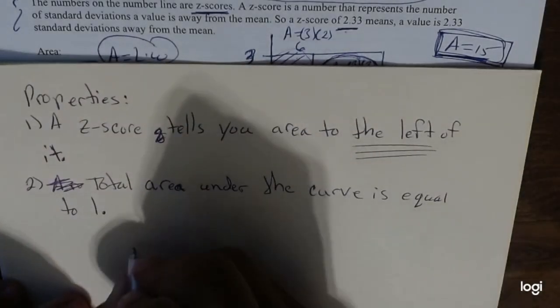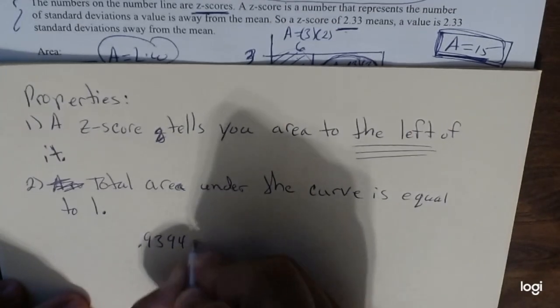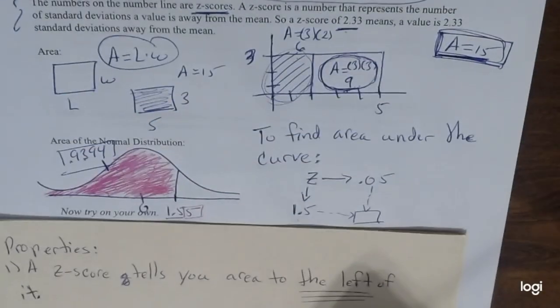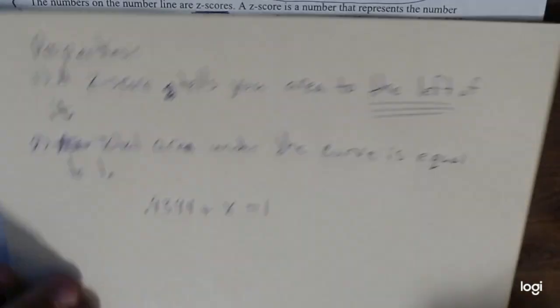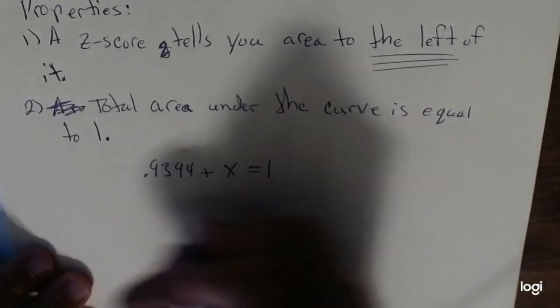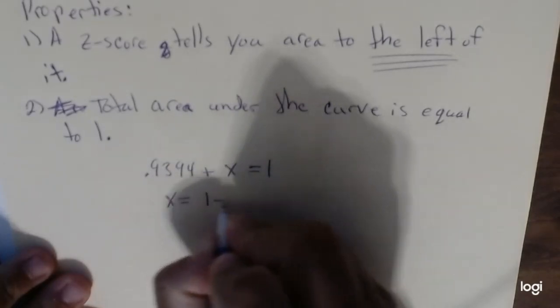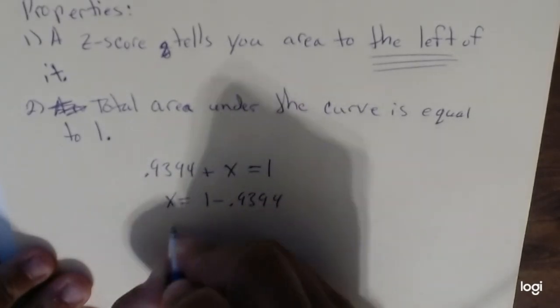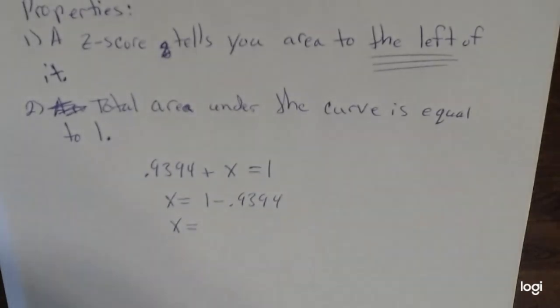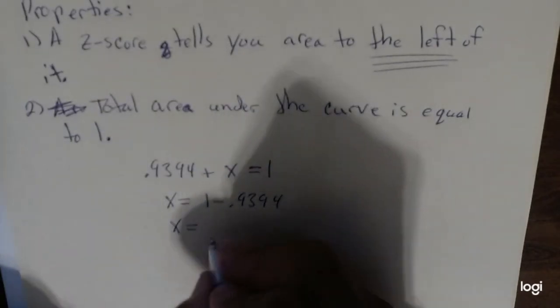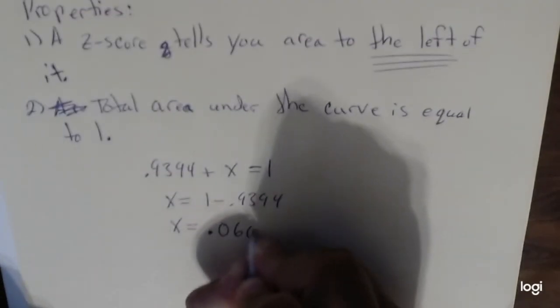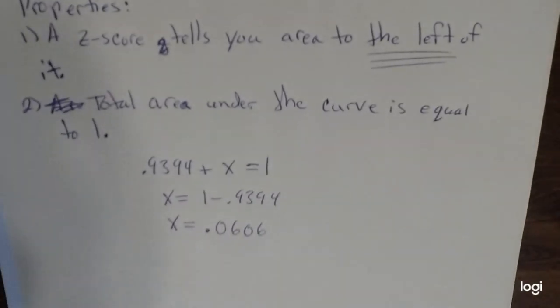So to get that, we know 0.9394 plus x, which is what we're looking for, the non-shaded region, must equal 1. It's just solving, so subtract it over. So x equals 1 minus 0.9394. Subtracting this gives us 0.0606.